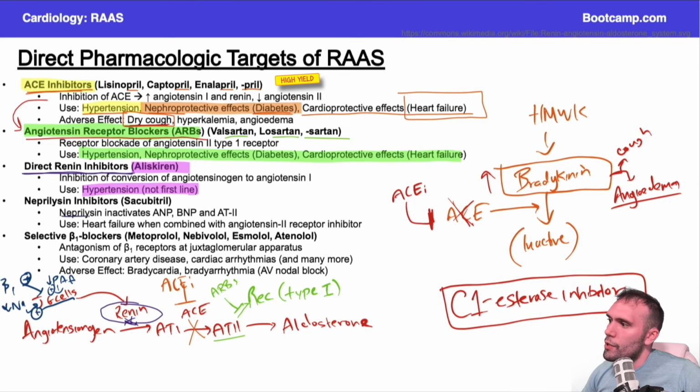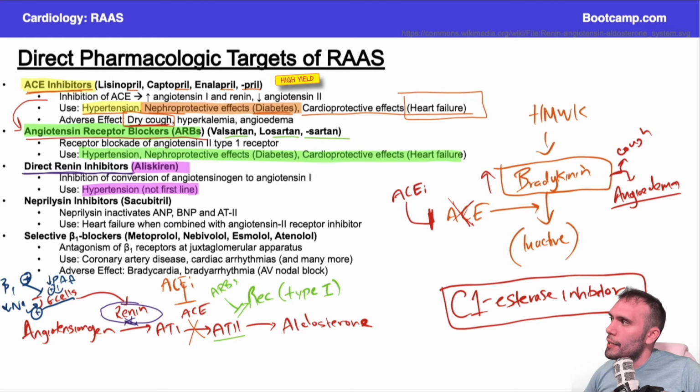Now, neprilysin normally inactivates ANP and BNP. Okay, and you might be saying, okay, well, that's not good in heart failure, right? Those are the two that we actually need to compensate for the RAAS system. But if you give somebody a neprilysin inhibitor like sacubitril, what you're doing is essentially the opposite. You're inhibiting this target so that you have more ANP and more BNP. And that's what you want. You want the natriuretic peptides to offset the RAAS system.